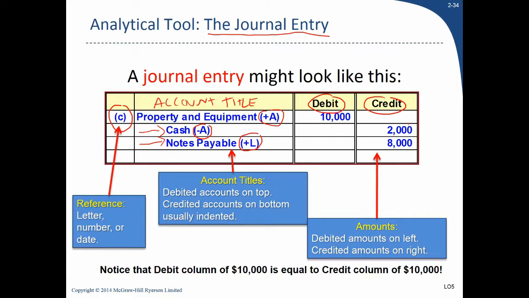Okay? Your columns, you do not put all the numbers in one column. If you put 10,000, 2,000, 8,000, those are all in the debit column. Okay, your debits don't equal your credits. Your accounting equation will be out of balance. You have to have these visibly separated. Notice how the debits total 10,000, the credits total 10,000. Always. Your debits in your journal entry will always equal your credits.